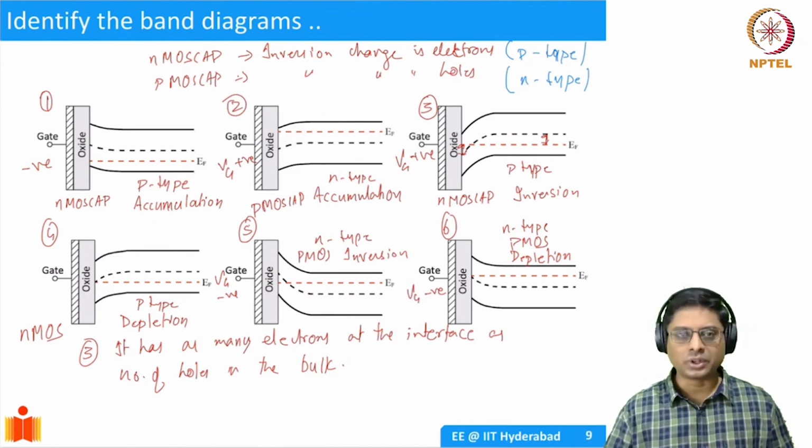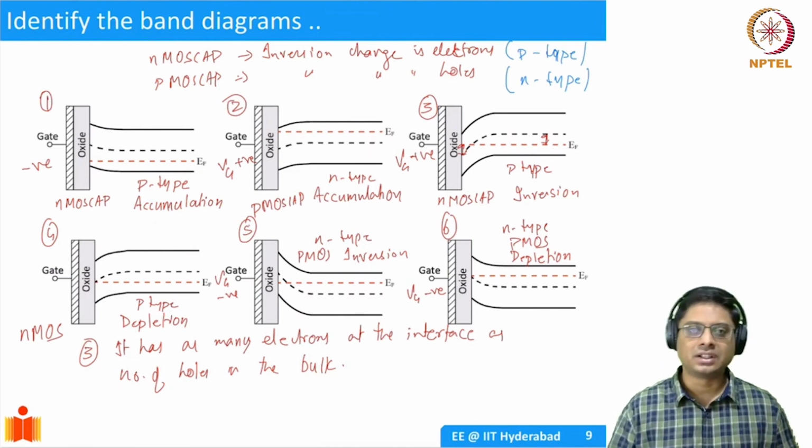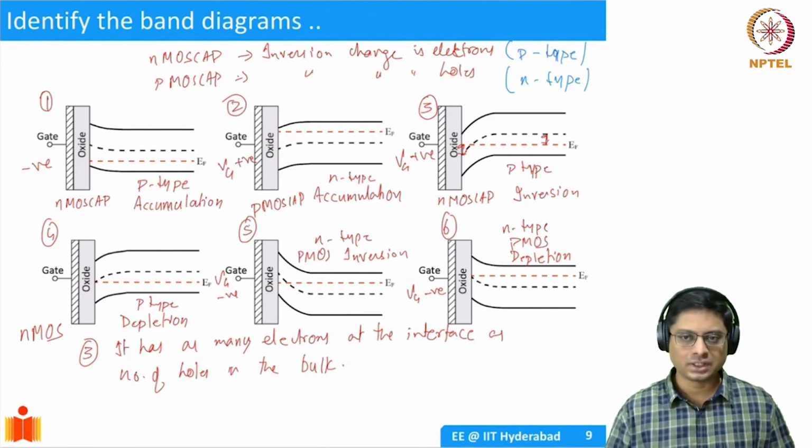I want you to really spend some time and review this. I want you to be comfortable with just looking at the bands and then deciding whether the MOSCAP is in accumulation, inversion, or depletion. In the next lecture, we will actually draw the full band diagram. We will include the bands of the oxide and even the gate. It will be slightly more complex, but then we can understand the full electrostatics of what is happening. The next couple of lectures will be on the electrostatics of the MOS capacitor.